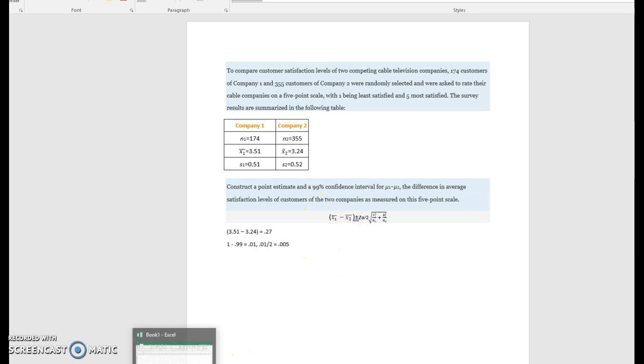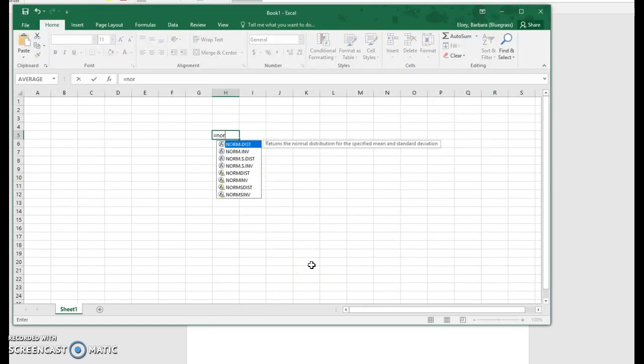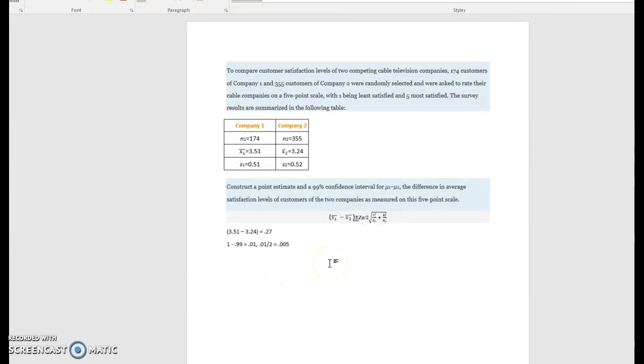So let's go to Excel and put in 0.005 using that same command we've used before, equal norm.s.inv 0.005. And remember, with confidence intervals we don't need to use the negative because we have a plus and a minus in the confidence interval. So that gives us 2.576. All right, so our z is going to be 2.576.